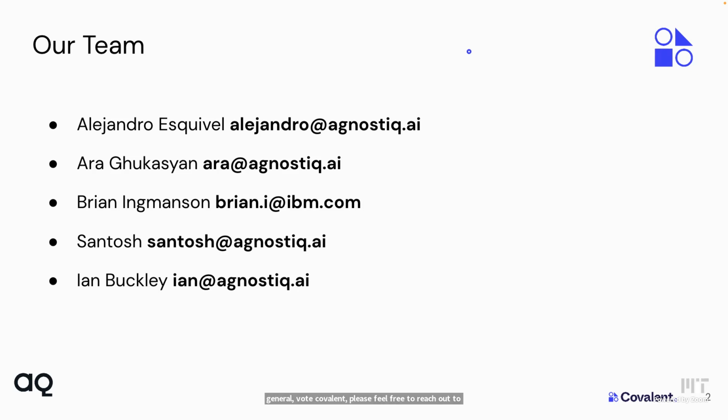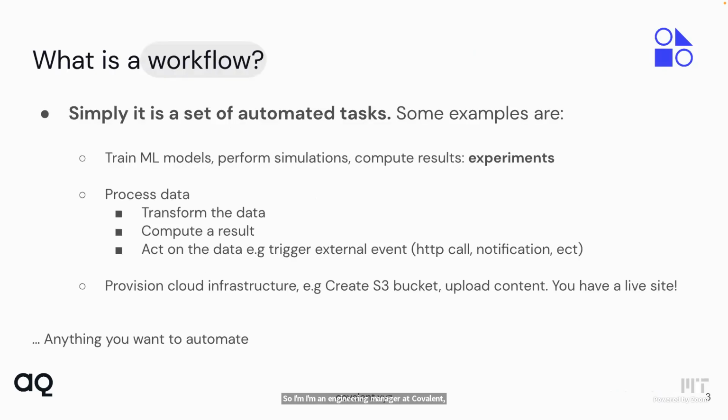So I'm an engineering manager at Covalent, and we'll be talking about what workflows are. You've probably worked with workflows before. They're pretty much just any set of automated tasks that you can run. It could be a one-off script, like a Python script converting some sort of files to another file. You can do simulations. You can compute results. If you've done any computational science courses, you do simulations, which we call experiments.